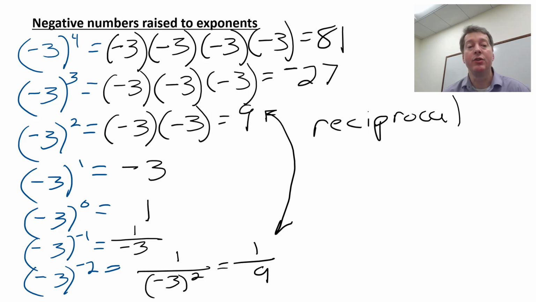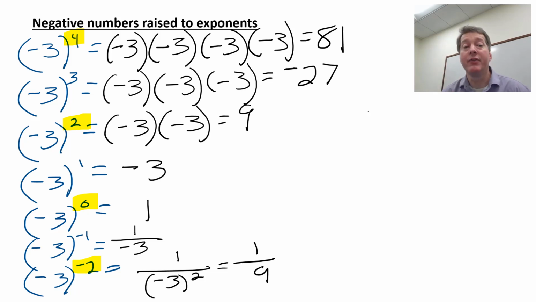If you take a negative number and you square it, it becomes positive. And if you raise it to the power of 4, it becomes positive. And the power of 0 becomes positive. And the power of negative 2, it becomes positive. So if the exponent is an even number, the number becomes positive.